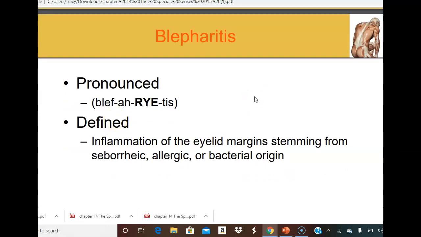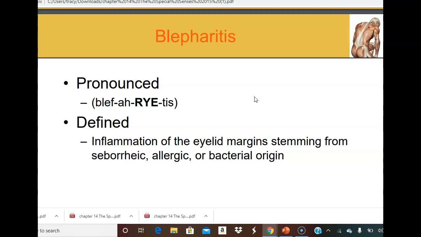So blepharitis. Blepharo refers to the eyelid margin. We talked about palpebra being that distance between the two eyelids. Blepharo refers to the actual eyelid itself. So this is where you actually have an inflammation of the eyelid. It seems kind of strange, but this can actually be of bacterial origin, allergy, or even seborrheic, where you have increased oil from the sebaceous glands, and it can cause sort of a dandruff-like appearance on the eyelid.